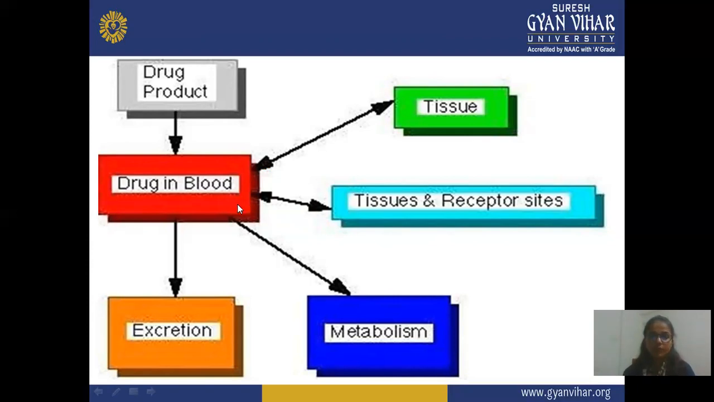So after the drug is in your blood, there may be a chance that the drug goes into your tissue, and it is a reversible process. After reaching the tissue, it may come back into your blood again. Then in the tissue and receptor site, the drug from the blood may be present in the tissue or a particular receptor site, and this is also a reversible process.